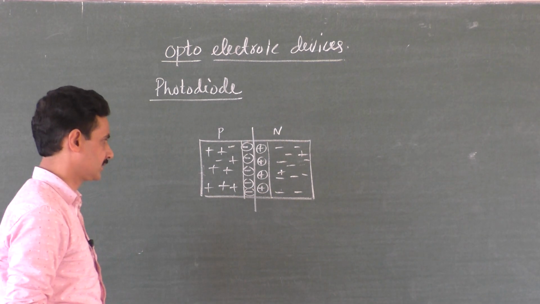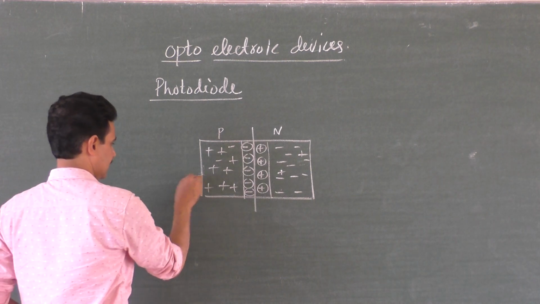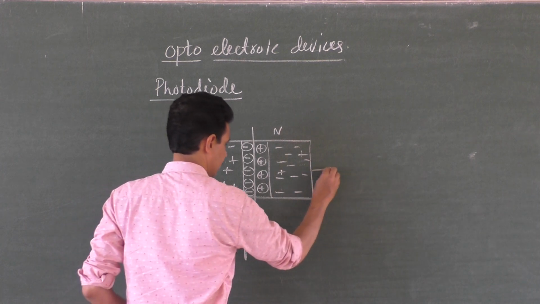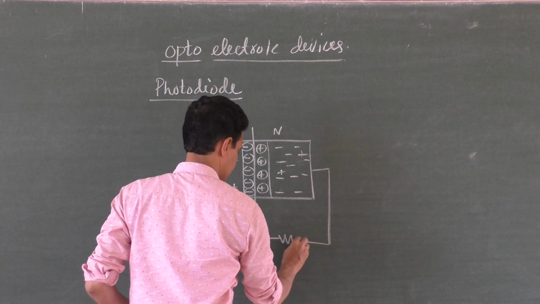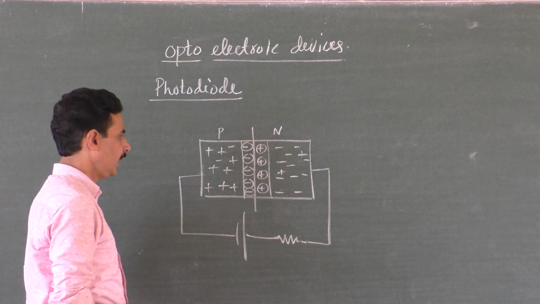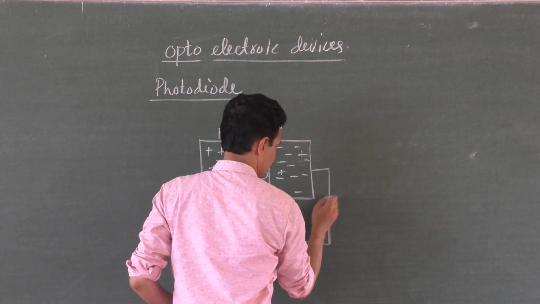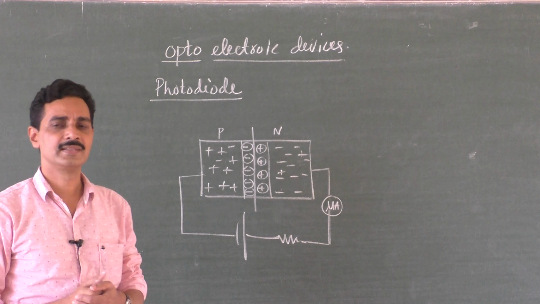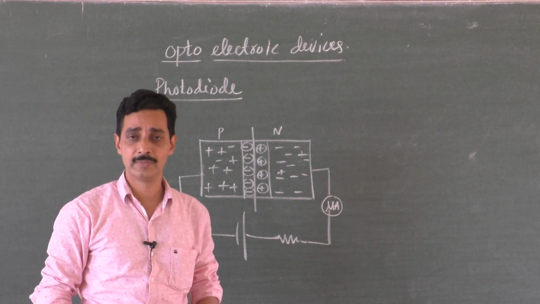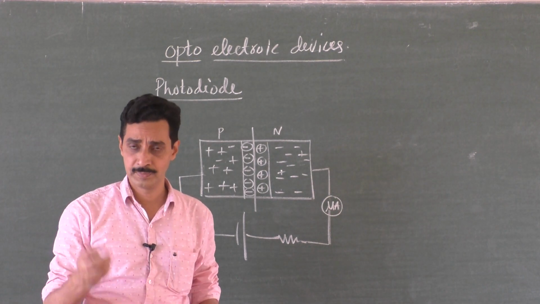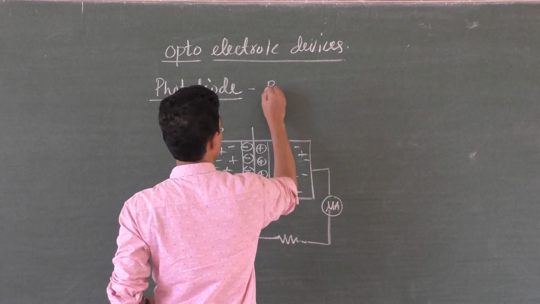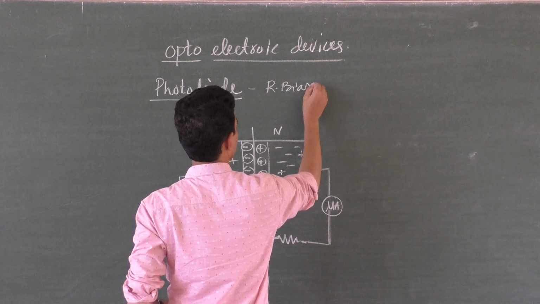So this is the PN junction, and if you reverse bias this by connecting P side to the negative of the battery and N side to the positive of the battery and a resistor, say like this, and if you connect a microammeter. Of course, reverse current is in the order of microamperes. Forward current will be some 10,000 times more, milliamperes. Now this is reverse biased, so photodiode is always reverse biased.